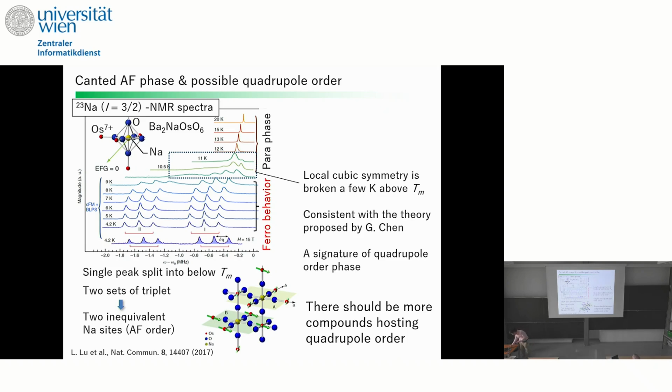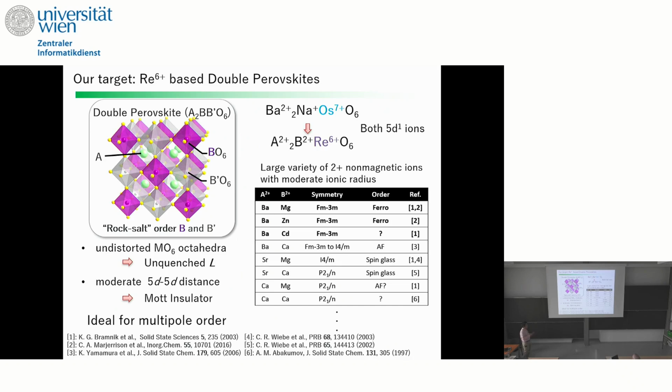So then we started to look for another candidate. Again, we have double perovskites. Maybe some of you think, why are they doing only double perovskites? But this compound family is a perfect platform to search for multipolar orders.